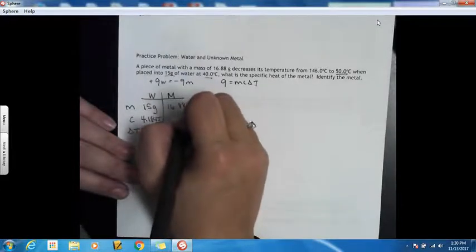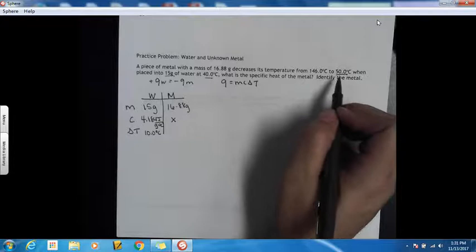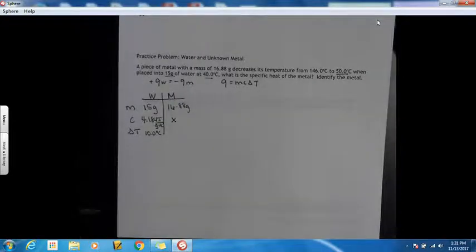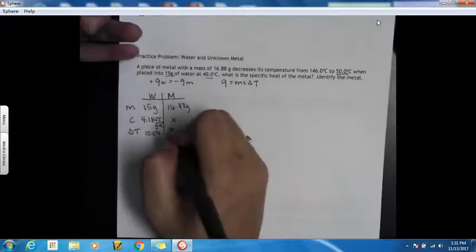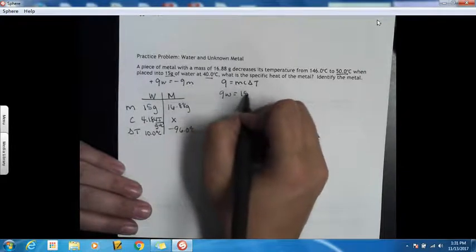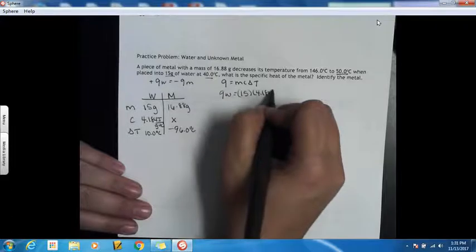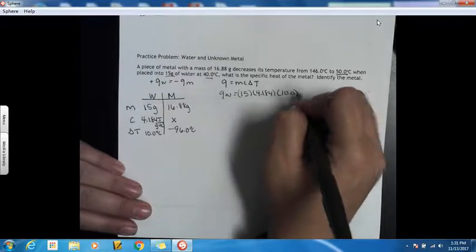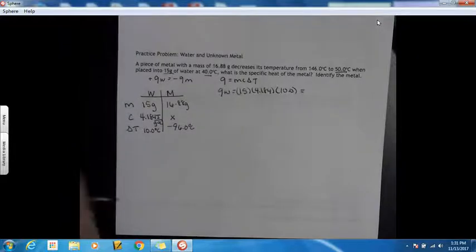Next, our mass of our metal is 16.88. We don't know our specific heat. And our delta T, again, final minus initial, 50 minus 146 will give us a negative 96. Right? So we have our mc delta T information for our water, so we can find Q for our water, which is 15 times 4.184 times 10. And we find that Q for the water is 627.6 joules.